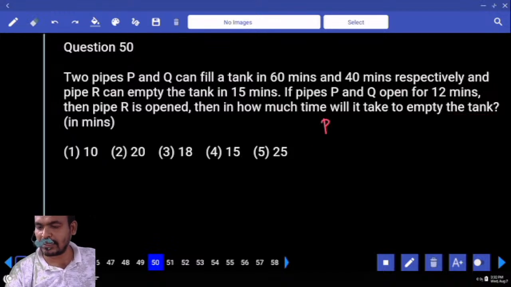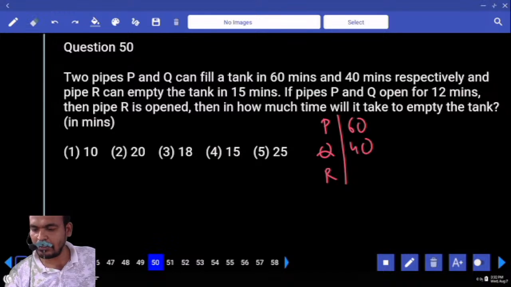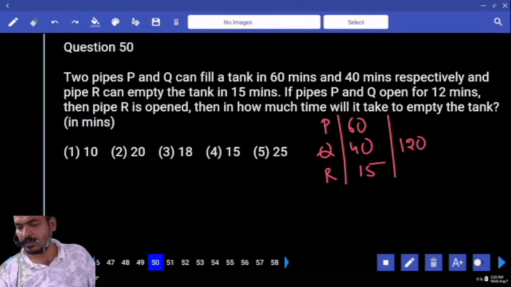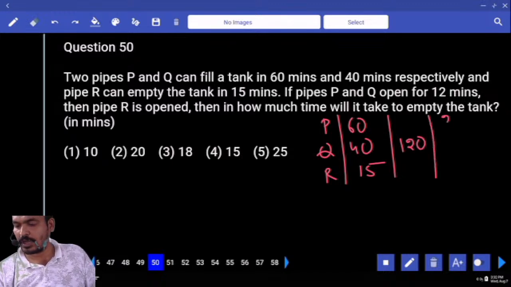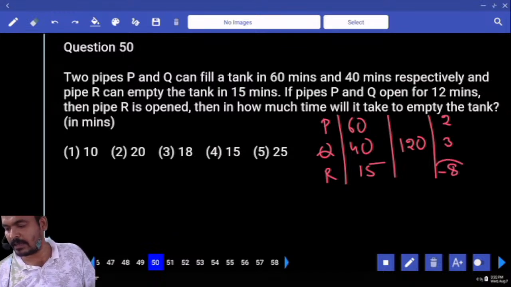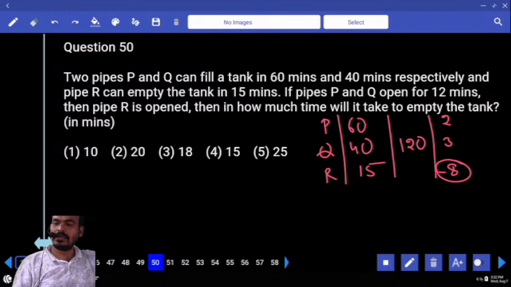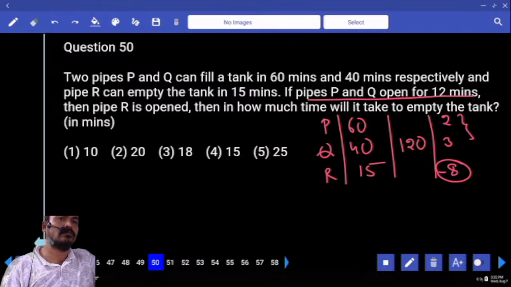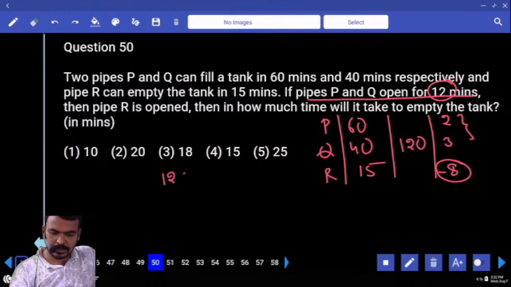Individually, P's time is given as 60, Q's time 40 and R's time 15. What is the LCM? 120. 60, how many times? 2 times. 40, 3 times. 15, 8 times. But minus 8 or plus 8? Minus 8. And here pipes P and Q are open for how many minutes? 12 minutes. What is the combined efficiency of P and Q? 5. But both are open for 12 minutes. 12 times 5 is how much? 60. Means how many liters are already filled?